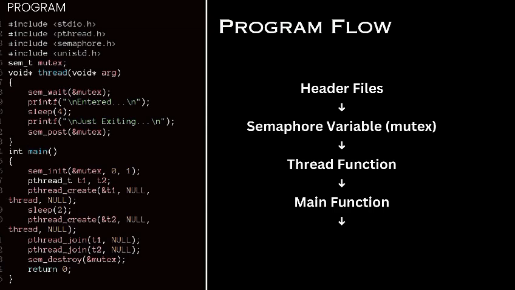In the main function, the semaphore is initialized with a value of 1 using the sem_init function. This means only one thread can access the critical section at a time. Then, two threads are created using the function pthread_create. And next, the pthread_join function. This function waits until both threads finish their execution. Finally, the sem_destroy function removes the semaphore and the program ends successfully.